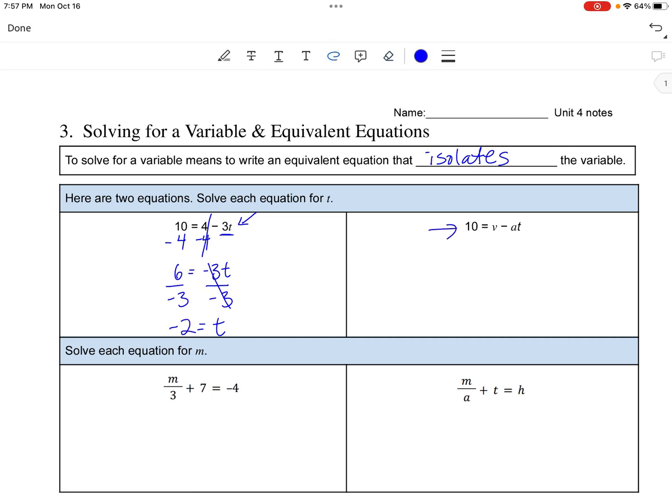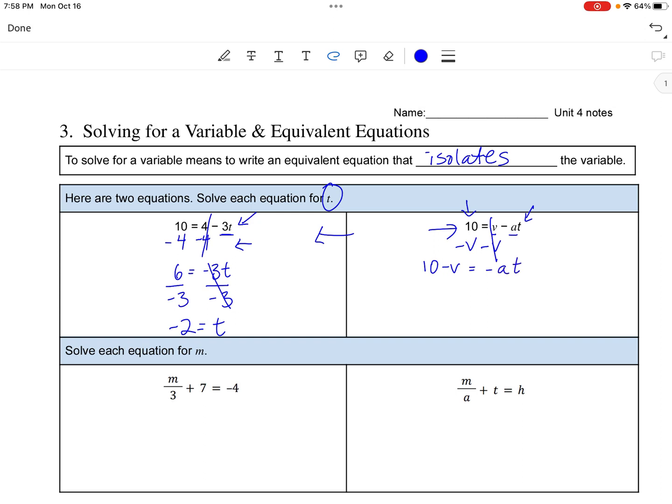Now over here, we have a similar equation. Look at this. We have our t here, we got our 10, but instead of the 4 and the negative 3 coefficient, we have more variables. But we're going to solve for t, meaning we're going to get t all by itself on one side of the equation. So we're going to do the same steps as we did over here, but with variables. We start by subtracting v from both sides, just like over here we subtracted 4. So then we have 10 minus v equals negative at.